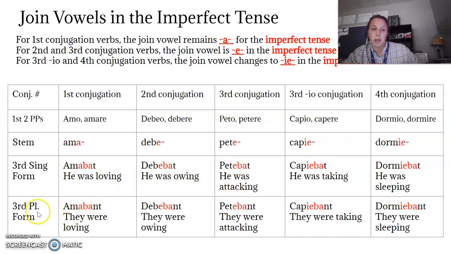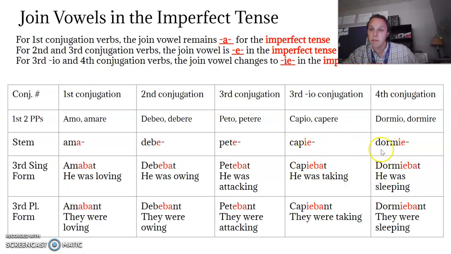And then down here, we make it plural. Amabant, they were loving. Debebant, they were owing. Petebant, they were attacking. So that's pretty straightforward. For the third IO and fourth conjugation, though, that joined vowel turns into an IE. So instead of it being capabat or capebat, it turns into capiebat.